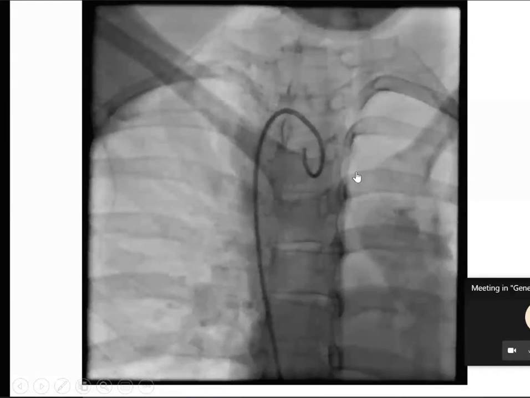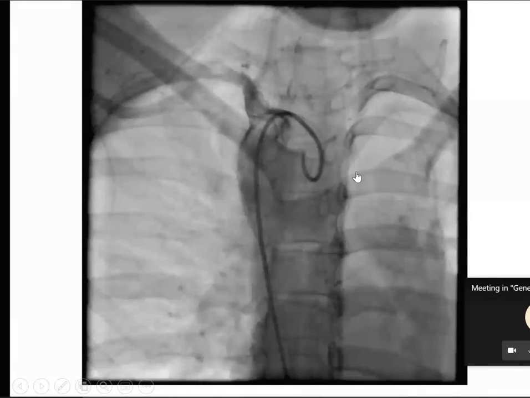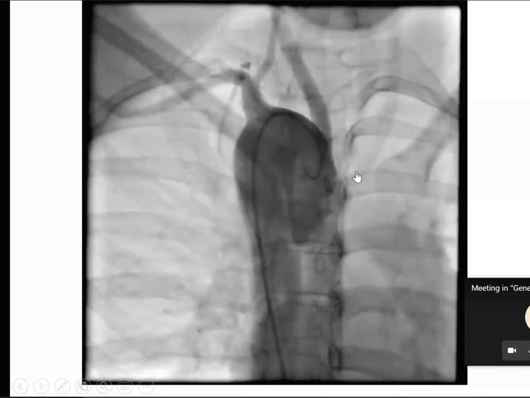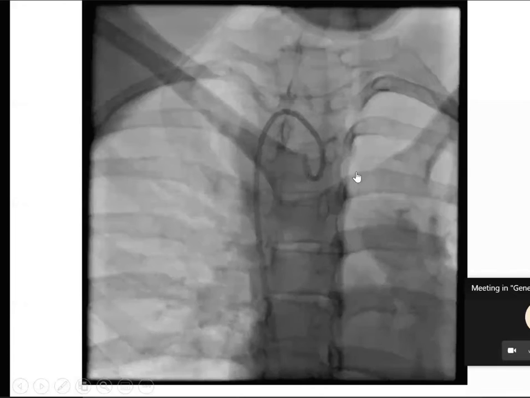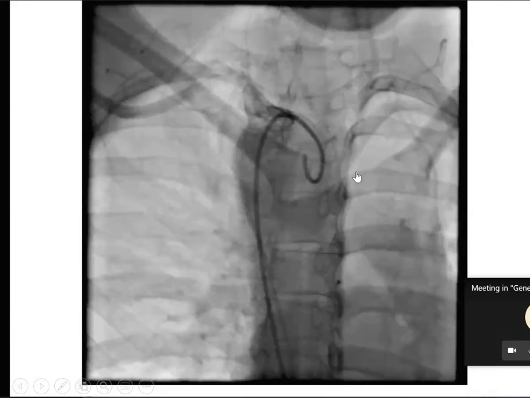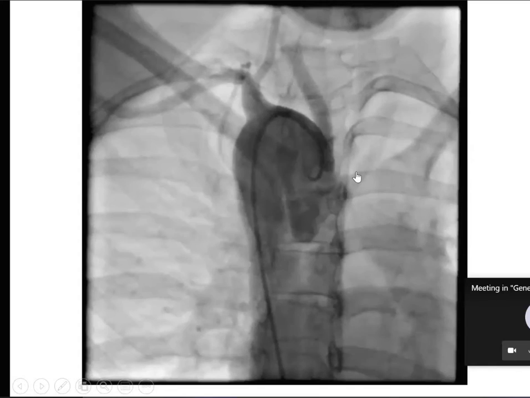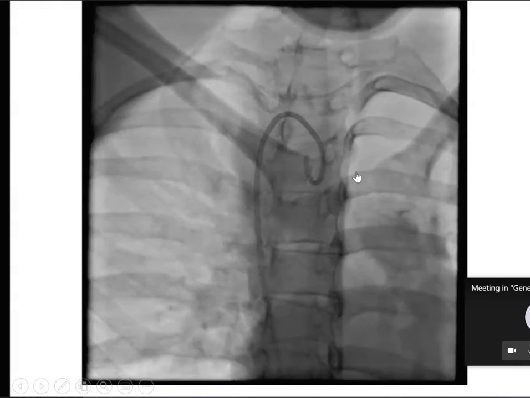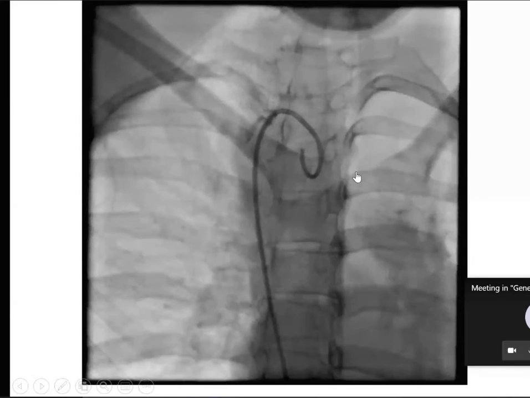Type 2 is what? What is mirror imaging? Tell me. The first arch branch will be reversed: the brachiocephalic artery. The first branch will be the left brachiocephalic, then left common carotid and left subclavian.